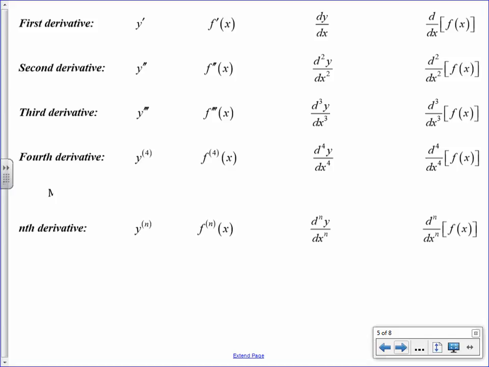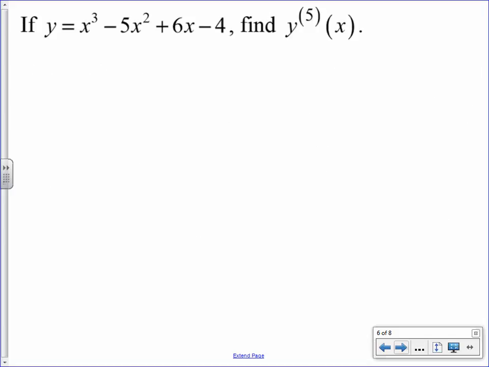Did you have a question? Okay. All right. We're going to take the fifth derivative. Actually, we're just going to take the fourth. I'm going to change it. Is that okay? Can we take just the fourth?